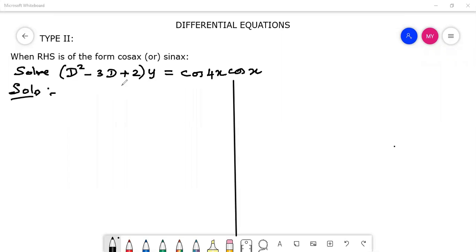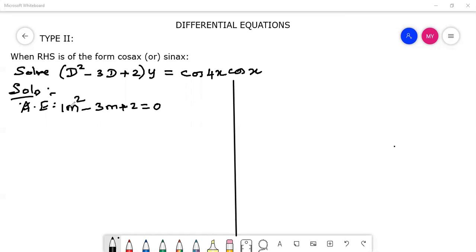So first I have to find the auxiliary equation. So what is my auxiliary equation? You have to replace D by m in the left hand side. So m square minus 3m plus 2 equal to 0. So I have to solve this equation.